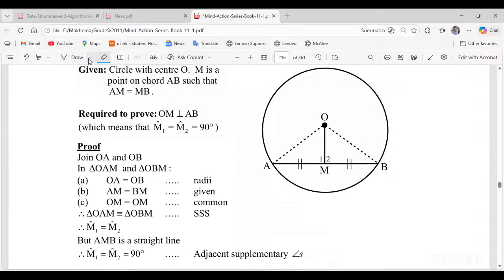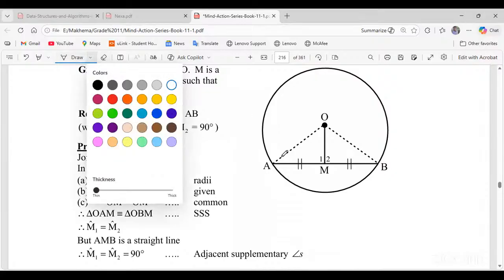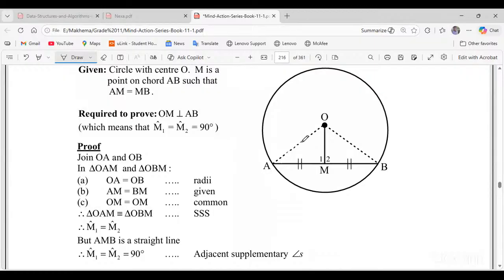Like I said in theorem 1, you won't be given this construction here, these ones, but you guys can see what I'm doing here. You won't be given these dots here. These dots will be drawn by you. You will join OA and you will join OB. That is your duty. That is the first thing that you will have to do. You will join OA and join OB.